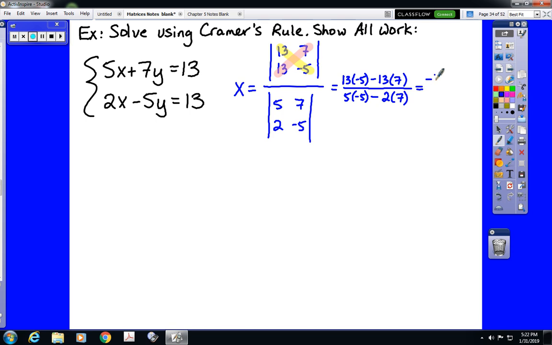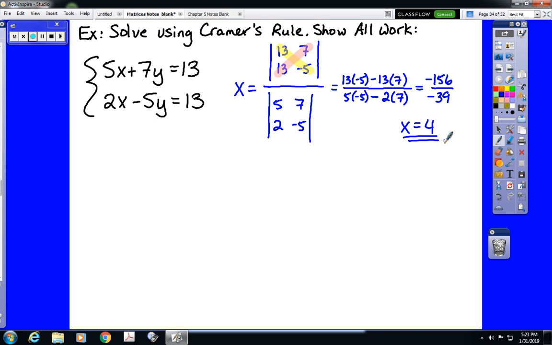That is negative 156 divided by negative 5 times 5 minus 2 times 7, which is negative 39. Then we simply carry out that division. Negative 156 divided by negative 39, and we find out x equals 4.